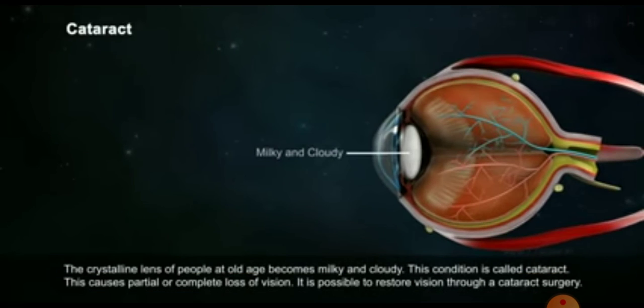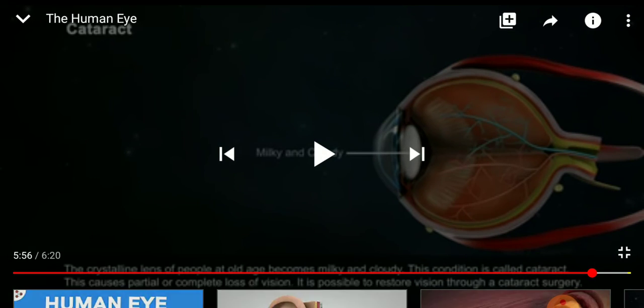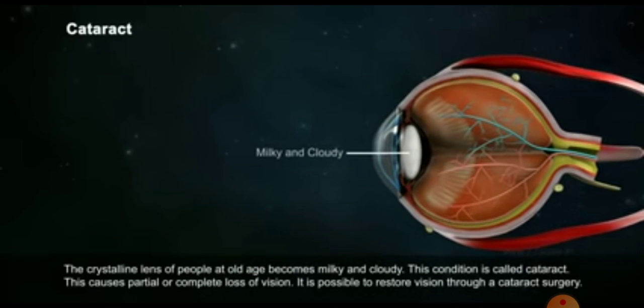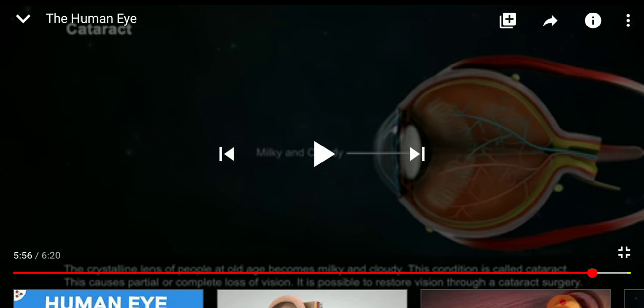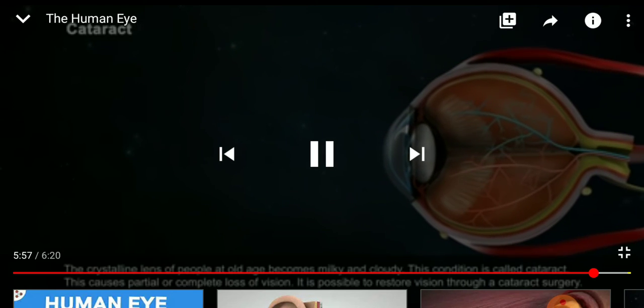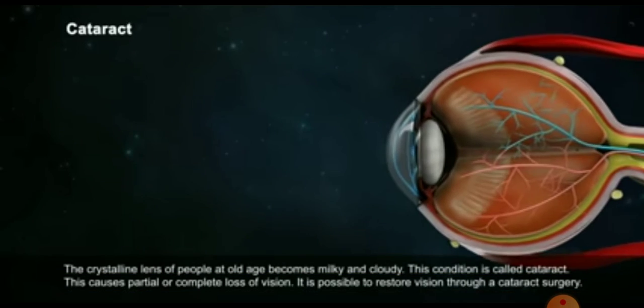The crystalline lens of people at old age becomes milky and cloudy, or you can say there is a membrane on the eye lens. This condition is called cataract and it causes partial or complete loss of vision. It is possible to restore vision through cataract surgery.